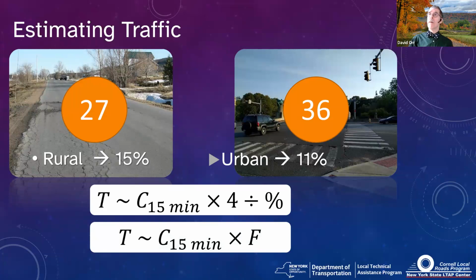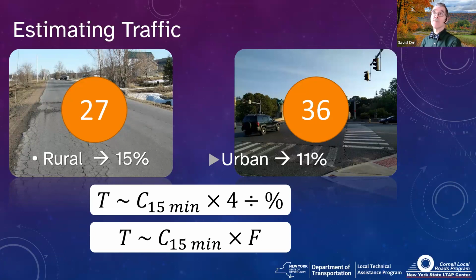But one way to think about it is this. If you're standing in a rural area and you have 1 vehicle a minute going by you, that's 15 vehicles in 15 minutes. Multiply that times 4, you get 60. Divide that by 0.15, you get 400.